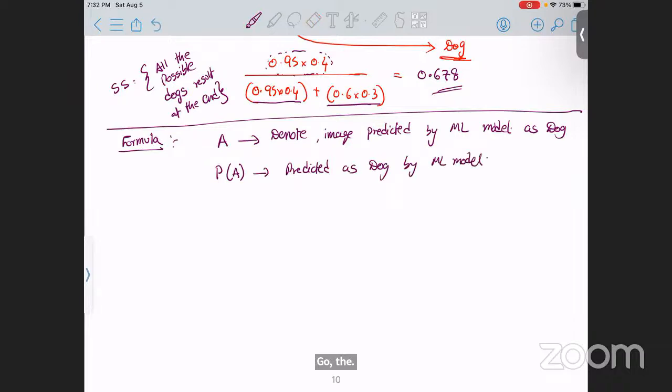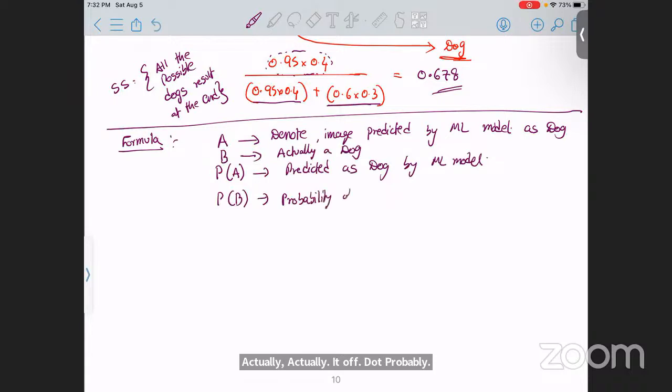Now let B be an event: actually a dog. The P of B equals probability of being actually a dog.